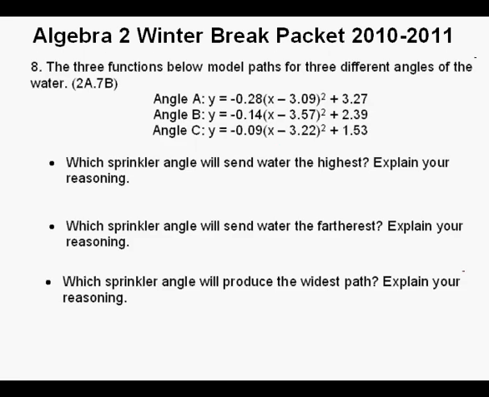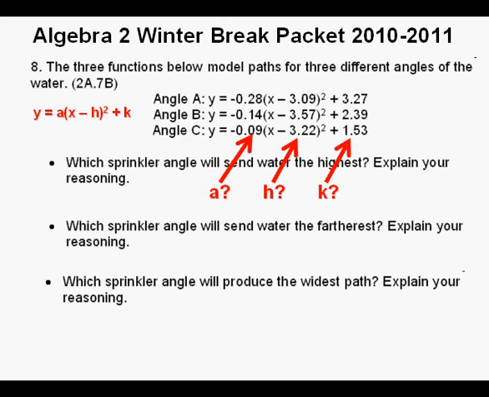Problem 8. 3 functions below model paths for 3 different angles of the water. There are 3 equations given for us to choose between to answer the questions below. This problem has equations in vertex form, y equals a times quantity x minus h squared plus k. Which number tells us how high or low the graph goes? Is it a, h, or k? Go back to problem number 7 and look at the k of 6. What would have happened in that equation if the k was more or less than 6? That will help you answer this question.